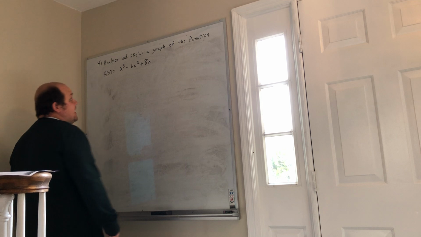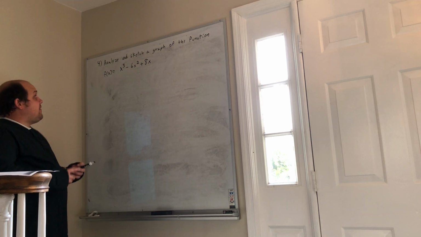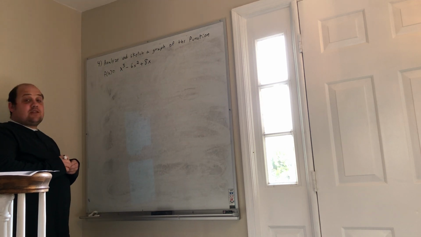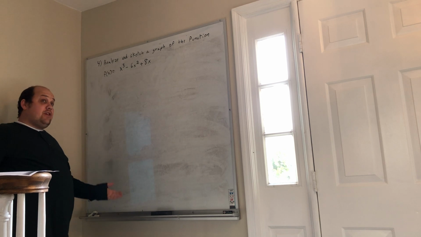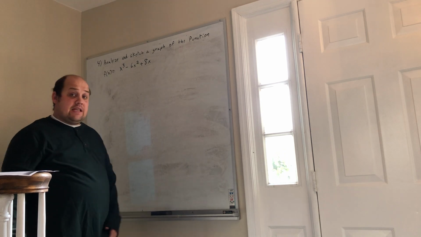In this final classwork problem, we're asked to analyze and sketch a graph of the function f of x equals x cubed minus 6x squared plus 8x. This is really the culmination of everything we've been doing in this unit.